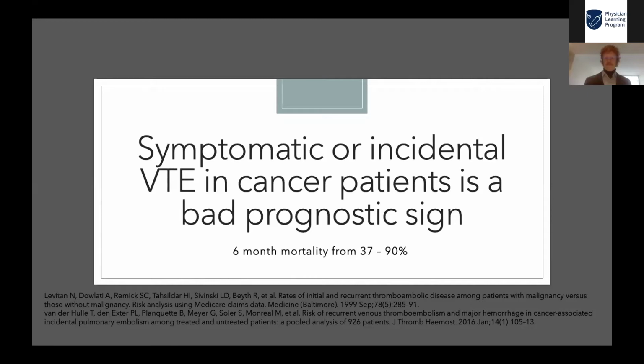So we'll start by saying that symptomatic or incidental PE, unfortunately, is a bad prognostic sign in cancer patients. Some of the studies I was looking at, 6-month mortality ranges anywhere from 37 to 90%. And by virtue of that, it's been challenging to show a mortality benefit when comparing different treatments. And so that's where we're starting from baseline.